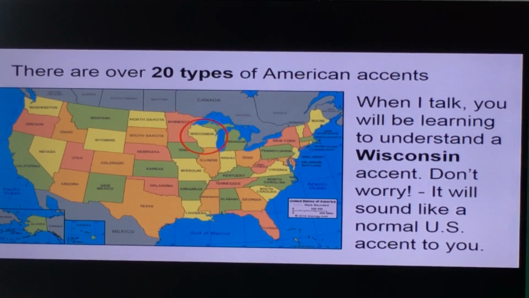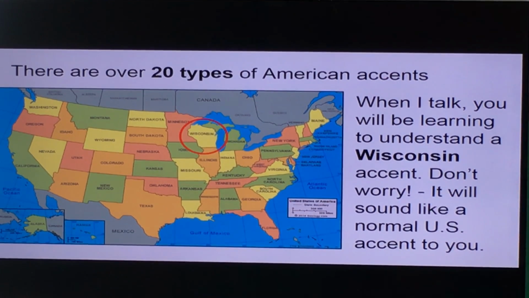So there are over 20 types of American accents. You might not be able to tell the difference between all of them, but that's okay, right? So long as you can understand me, you can probably recognize that my accent is an American one. But many Americans, when I talk to them, they know that my accent is a Wisconsin accent specifically. So many times if I talk to other Americans, they'll be able to guess that I'm from Wisconsin.